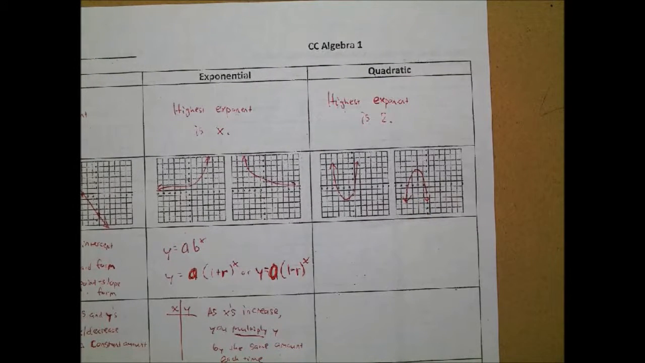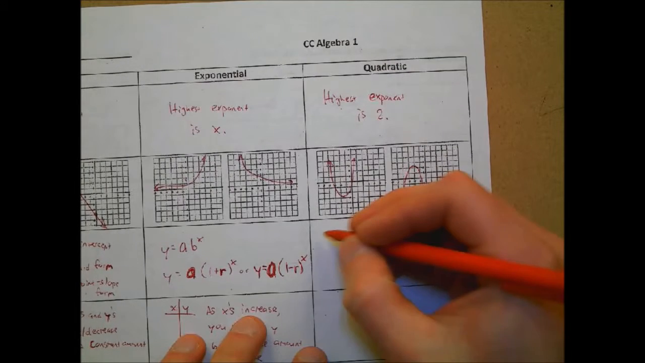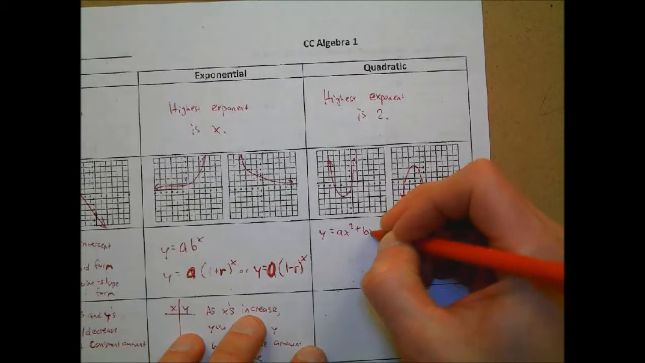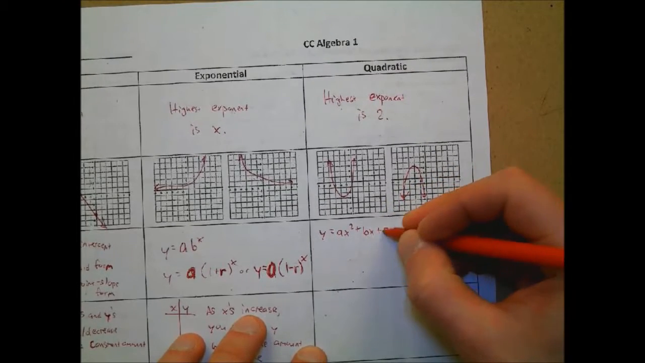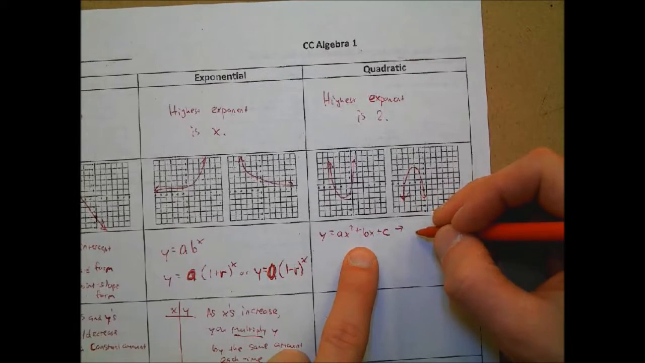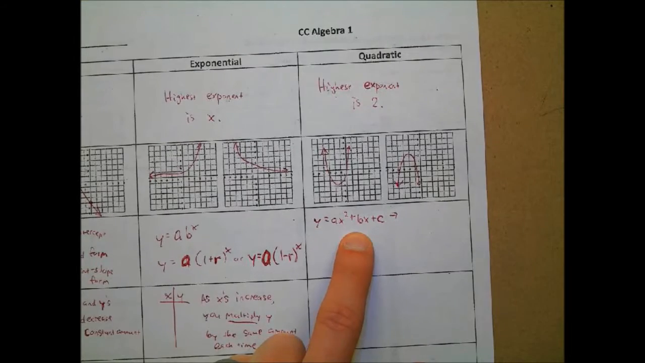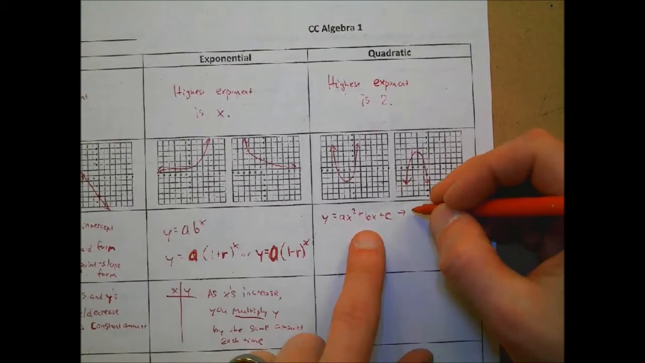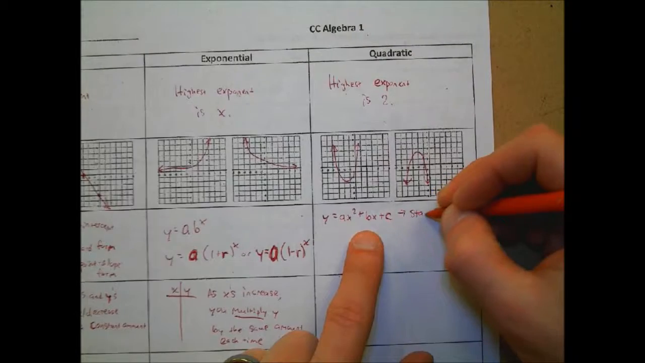Okay. Now we have a couple formats for this one. One of the forms we have looks like this: y equals ax squared plus bx plus c. Do you guys remember what this form is called? Ax squared plus bx plus c. Remember what that form's called? Standard form.